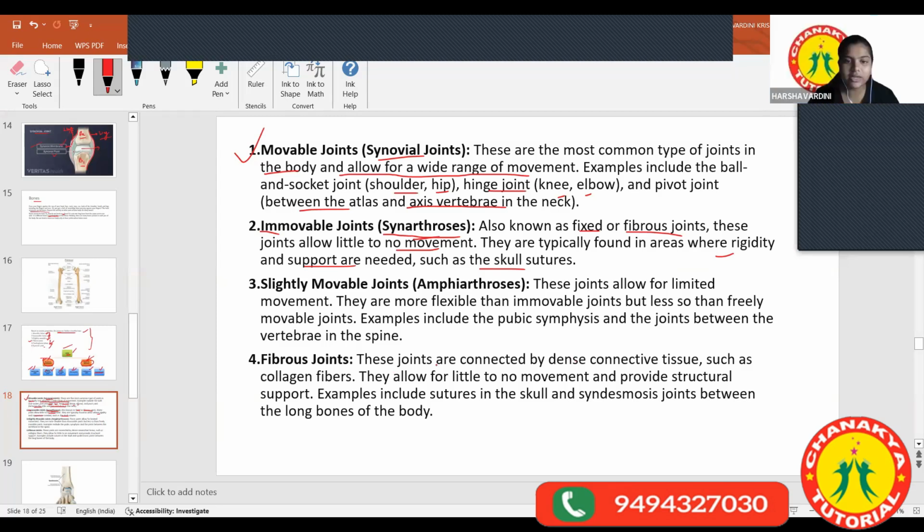Coming under slightly movable. You don't have to memorize this. Amphiarthrosis. So what is meant by the word amphi? Amphibians. Do you know what amphibians are? Animals which live in both water and land.